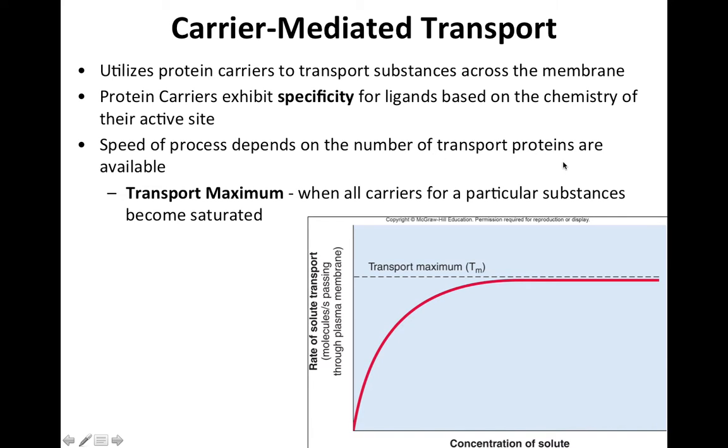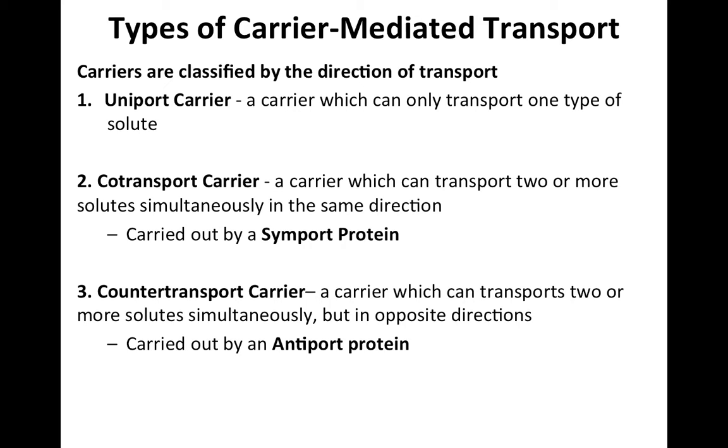And of course, the speed of this is going to depend on how many transport proteins are available. And so, of course, if you only have 5 transport proteins for a particular substance that are full, then as you begin to pass substances through one protein, you'll see the concentration begin to rise as it passes through the membrane. But then as it's filling up 2, and then 3, and then 4, and then all 5 of those available transport proteins, then you reach a transport maximum where you can no longer increase the speed of transport because all proteins are now being used. So there's a few terms we use to classify the proteins and the type of transport that they can facilitate.